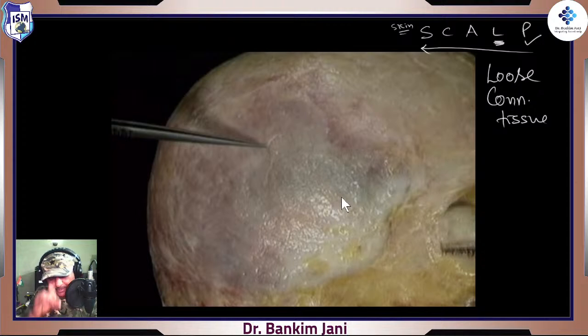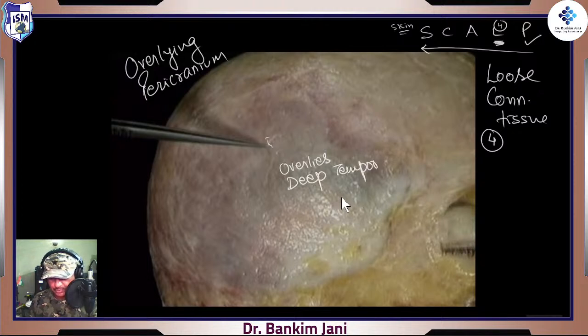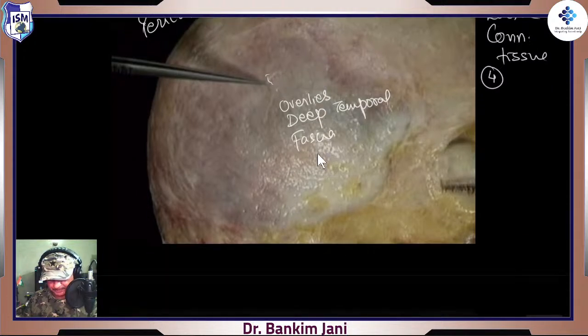With a forceps, if you really pick, you will be able to pick it up. This is quite loose, and it is overlying pericranium, correct? So that's like number four over here. And this tissue will be overlying, it overlies the deep temporal fascia, what we saw. This would give you a fantastic understanding when we watch that schematic figure, that otherwise we keep on confusing how exactly it is happening. There is a deep fascia, then there is a loose connective tissue, then there is a muscle, then there is a superficial. No, everything would come seamlessly. So this is fine. Okay, moving on to the next one.